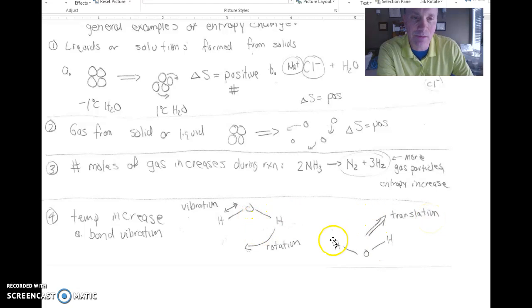So all of these are types of motion that the molecules can have, and whenever the temperature increases, all of these types of motion in your substance will increase. And when I say that, it's going to increase on average. So these types of motions would be consistent with this material becoming more disordered. It's more ordered when these things aren't moving around that much. It's more disordered when they are moving around a lot. So that would be considered a positive delta S.